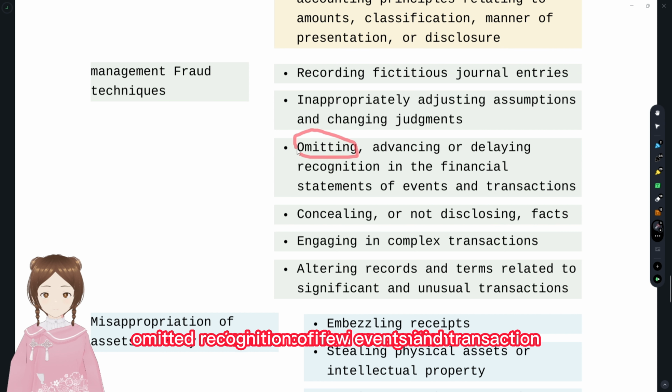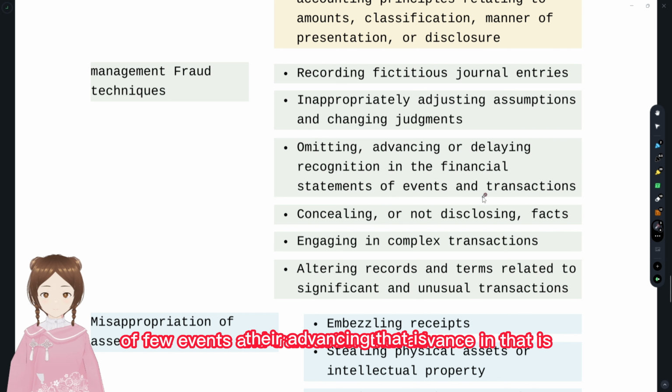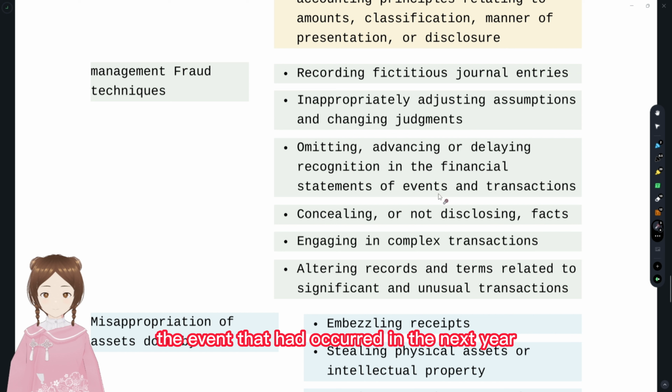They have omitted recognition of a few events and transactions. They're advancing, that is, an event that occurred in the next year, later on in the financial statements, they have accounted for in the previous financial year. So they have made that event or transaction in advance or delayed. Something that had occurred this year was carried forward to the next year. Anything like this would be a management fraud technique.